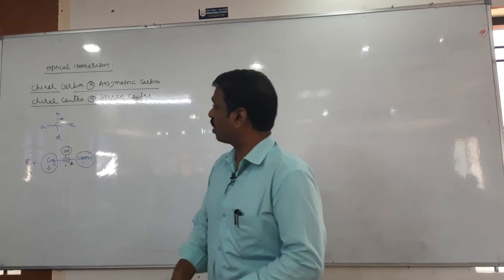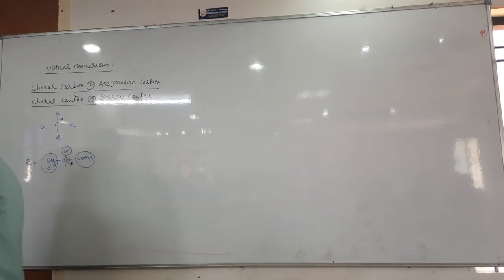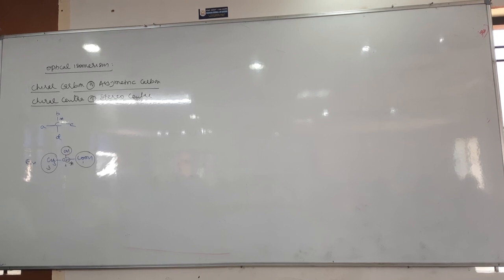Write down: chiral carbon, asymmetric carbon. The carbon atom which is attached to 4 different atoms or groups is called chiral carbon or asymmetric carbon.